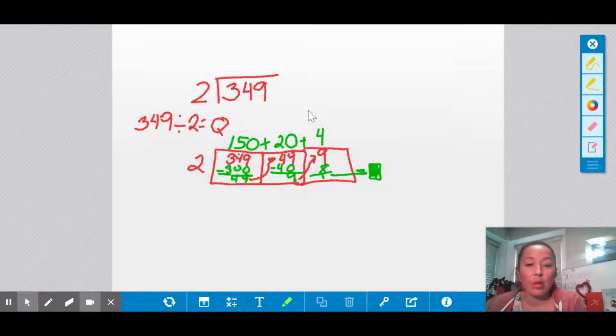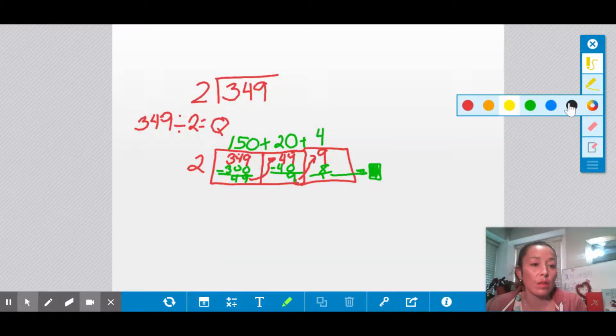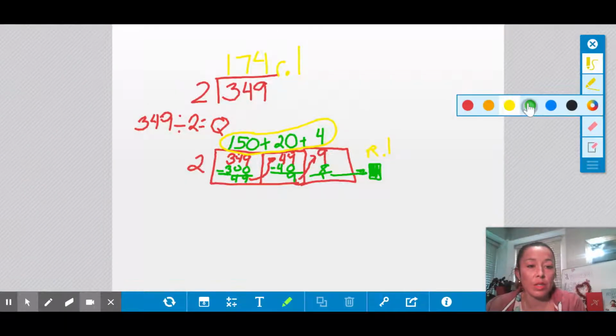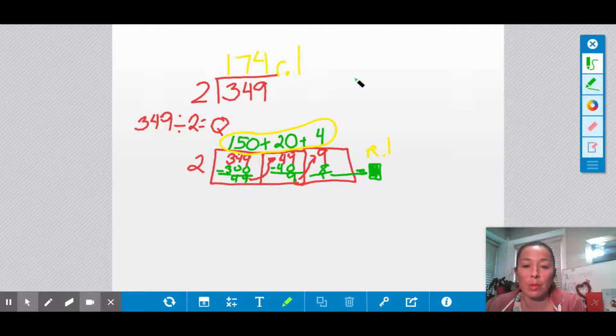So remember, your quotient is whatever you had on top added together, plus your remainder. So 150 plus 20 is 170, and then plus 4 is 174. So 174 with this remainder 1 is my quotient. And of course, as good mathematicians, we're going to check our work by using the inverse operation.